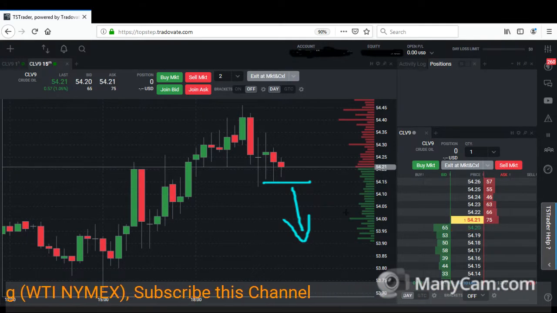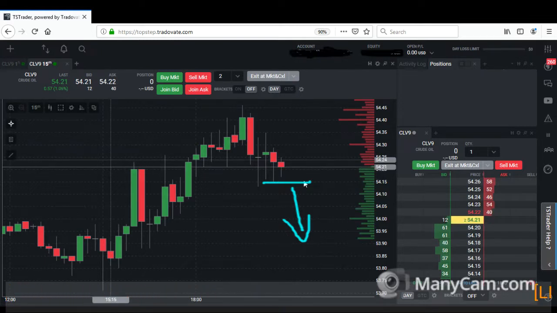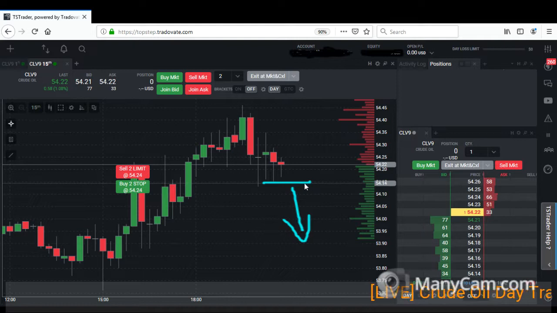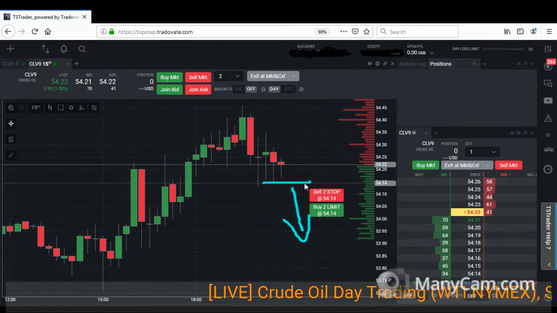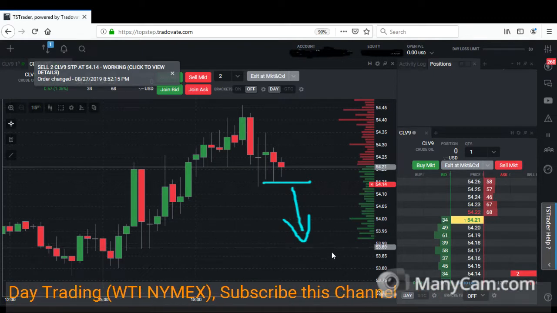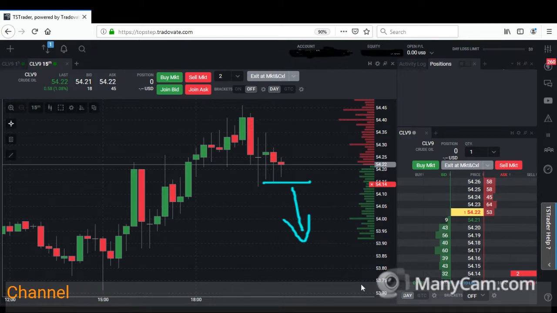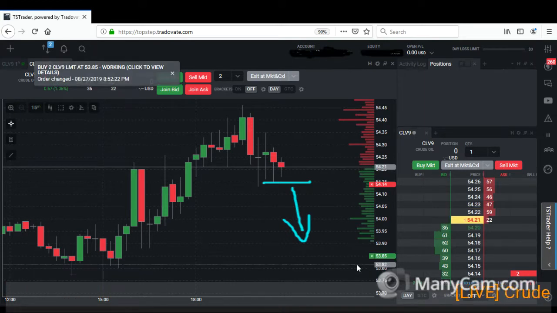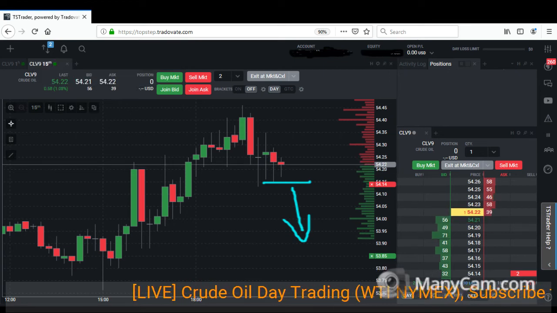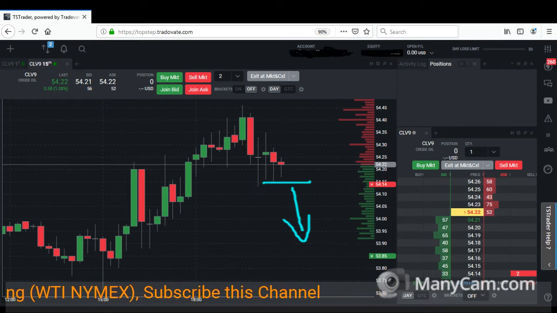This is a signal received from London session. We are expecting to short sell at 54.14 and expected to exit the market at 53.85. So this is the London session signal, so the TP is quite high, and it's quite important for us to differentiate when it's the London session and when it's the US session.